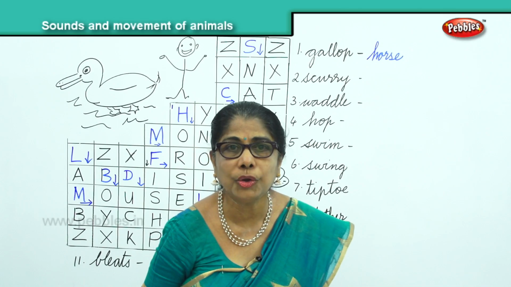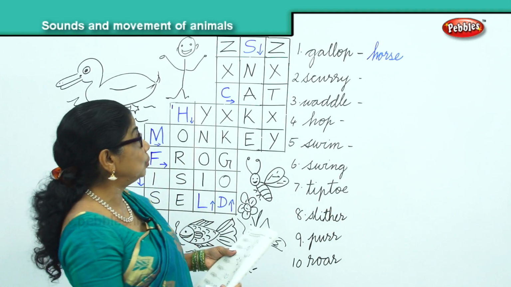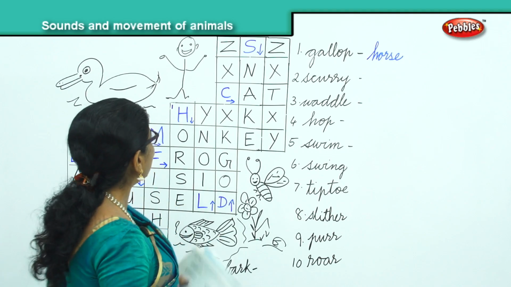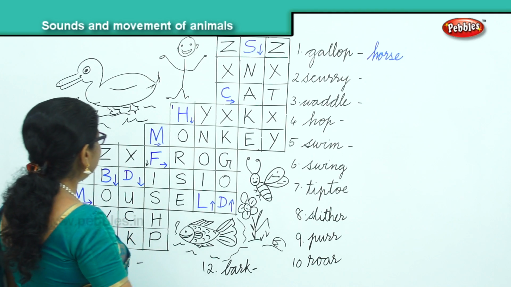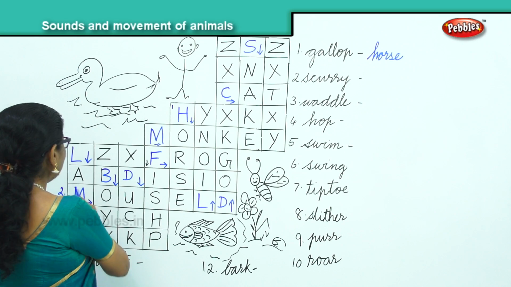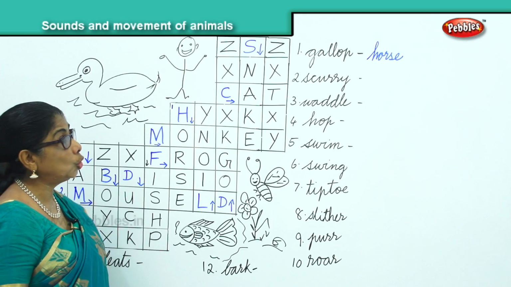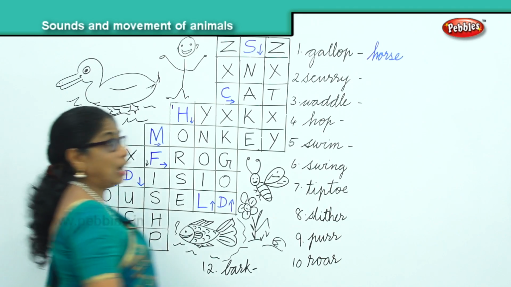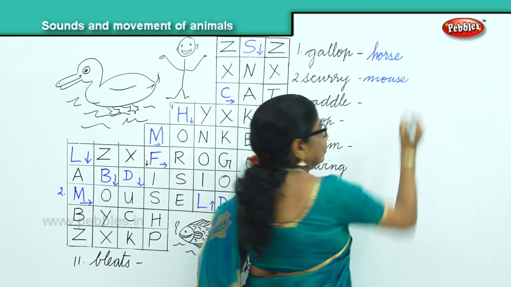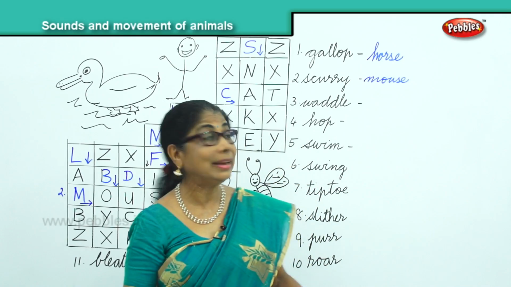Now scurrying. Who goes scurrying in your house? A little mouse. What does the little mouse do? He's all the time scurrying, quietly moving about. Now where's the mouse? Where is M? Number 2. O-U-S-E, mouse. Mouse goes scurrying in your house. What does the mouse do? The mouse goes about scurrying in your house.